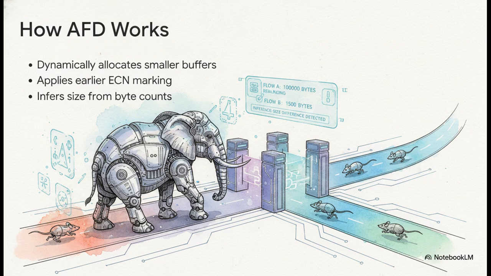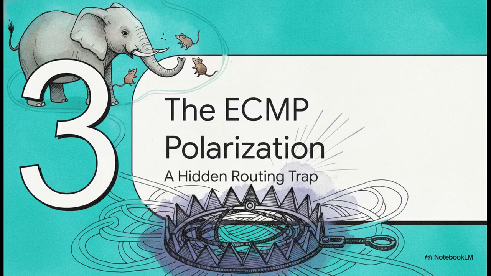And the craziest part, it doesn't require any explicit manual flow classification at the ingress point. The algorithm just infers the flow size by watching hardware byte counts, and it manages to do all of this at line rate with almost zero ASIC overhead. It's brilliant. By slightly penalizing the largest flows, the network makes sure those highly sensitive mice flows get near optimal latency. Moving right along to Section 3, the ECMP polarization problem.